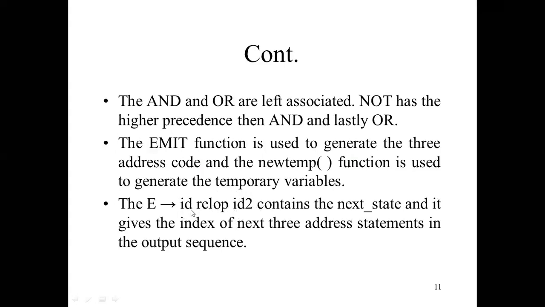We are going to declare the identifiers as id, then id1, then id2, and we are going to use id1 relop id2. The initial identifier, we are going to use the relational operator, and we are going to combine it with id2 to contain the next state. So after using the relational operator with the initial and the final identifier, it will give the next state, and it gives the index of the next three-address statements in the output sequence. In this manner we can calculate the next state.